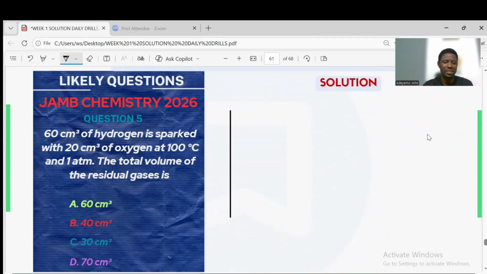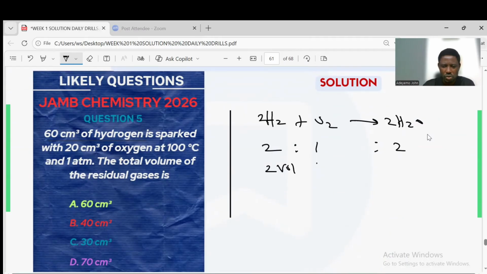60 cm cube of hydrogen is packed with 20 cm cube of oxygen. What is the total volume of residual gases? We've seen questions like this, but it's not exactly like that. I've told you to balance it first and get the volume ratio. So that shows that if you have 2 cm cube of hydrogen, it picks only 1 volume of oxygen and then 2 volumes of water will be formed. Now they give us 60 and 20.